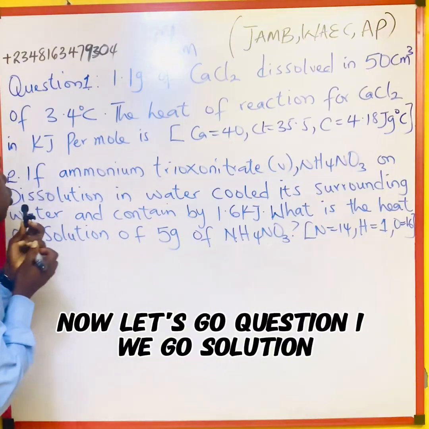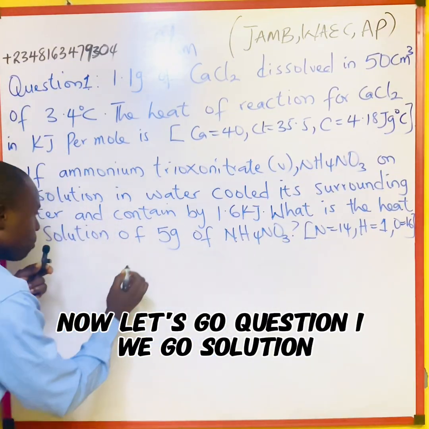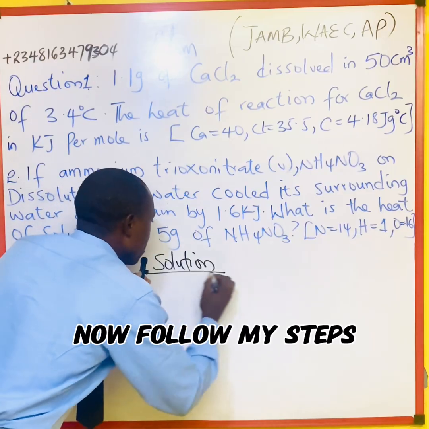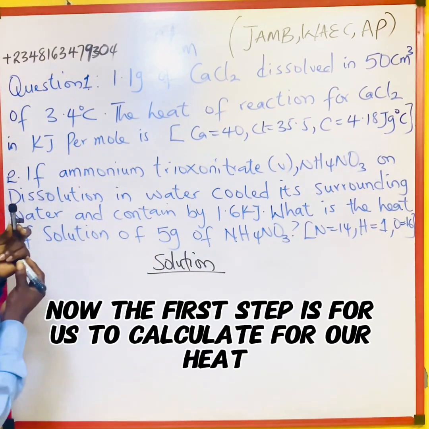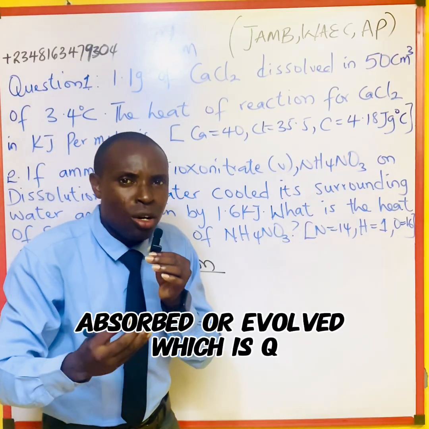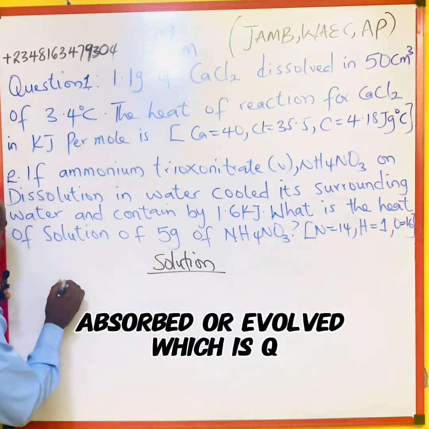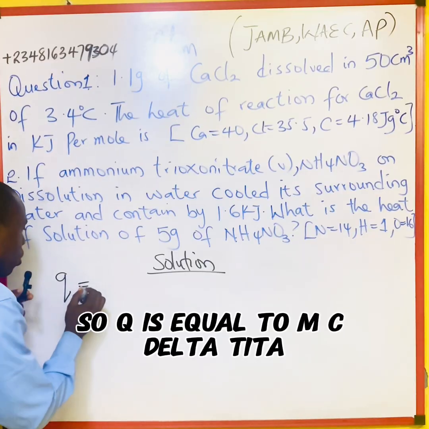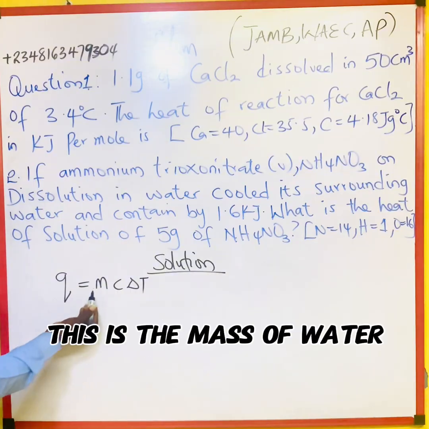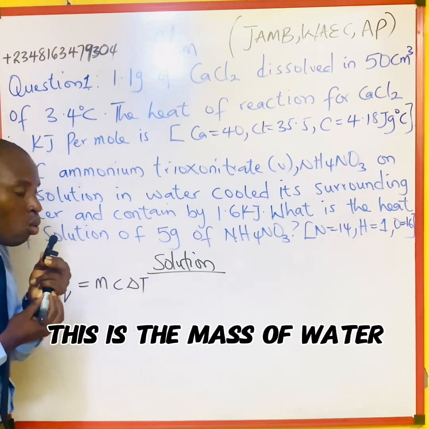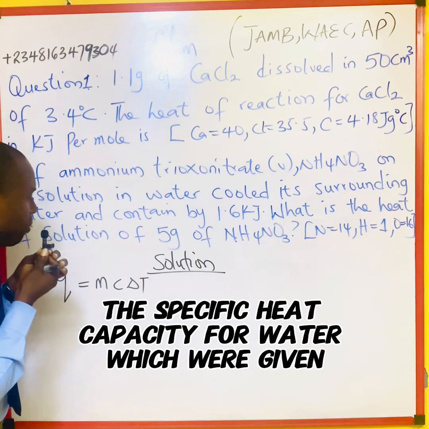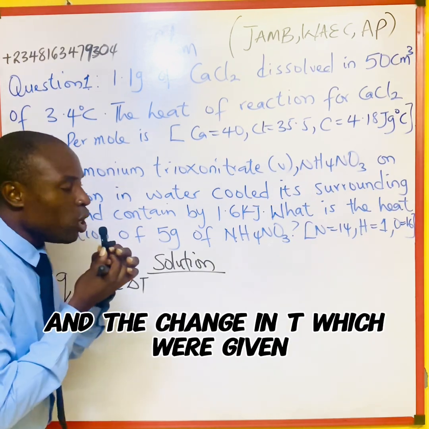Now let's go. Question one, we go. Solution. Now follow my steps. The first step is for us to calculate our heat absorbed or evolved, which is Q. So Q is equal to mc delta theta. This is the mass of water, the specific heat capacity for water which we were given, and the change in temperature, which we were given.